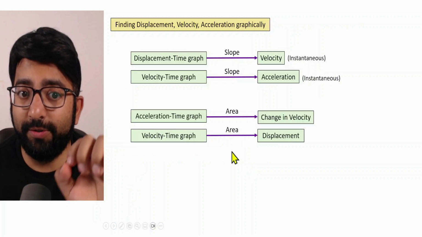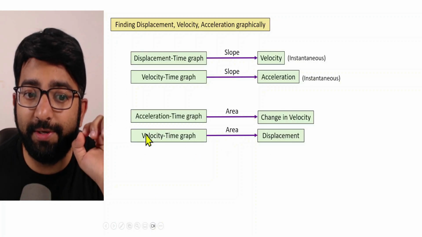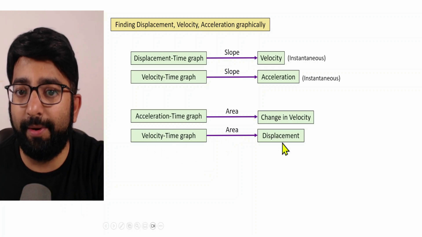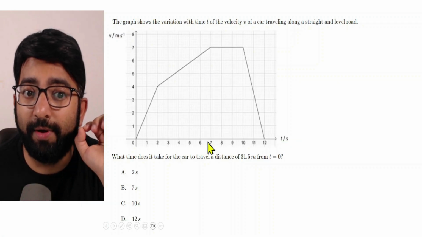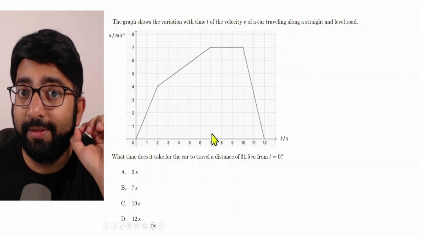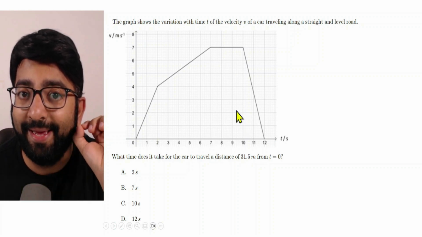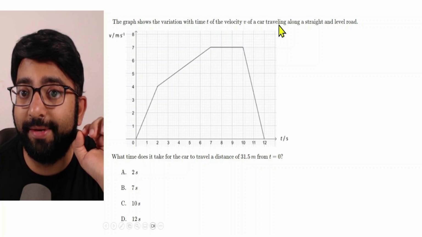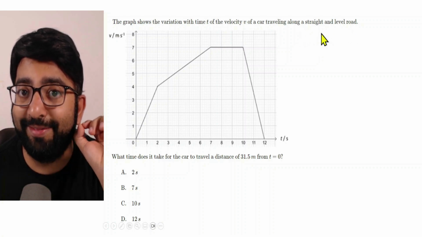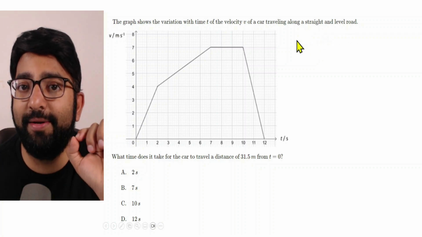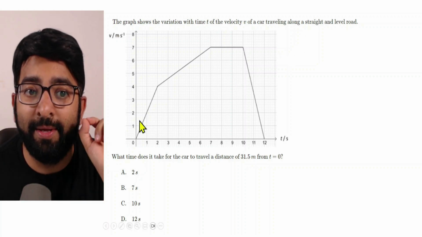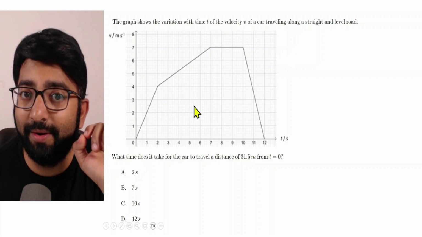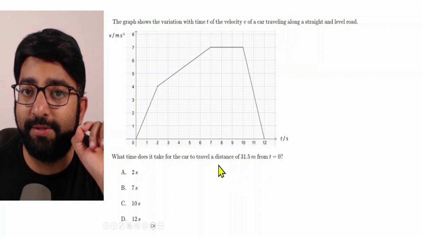If we go back to the logic, area under the velocity time graph gives us displacement. So in this question, velocity time graph is given. And if you try to figure out the area under this graph, that will give us displacement. But incidentally, it is mentioned that the car is traveling along a straight road. And the logic is whenever a particle is traveling in a straight line, distance and displacement are the same. So in this case, area under the graph will also give us distance.